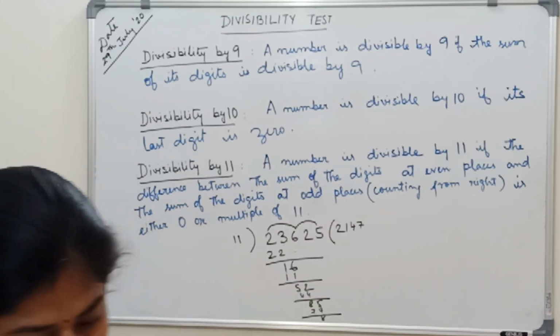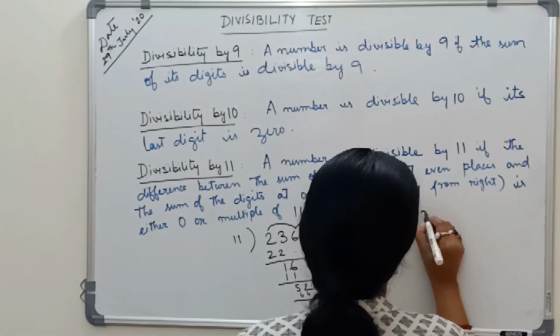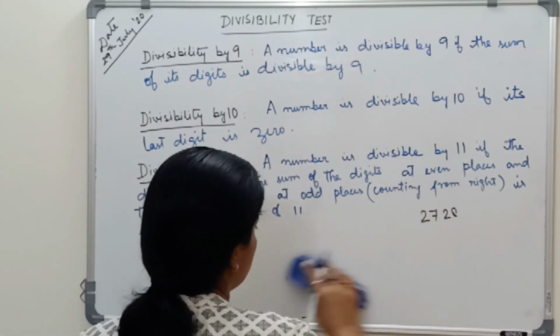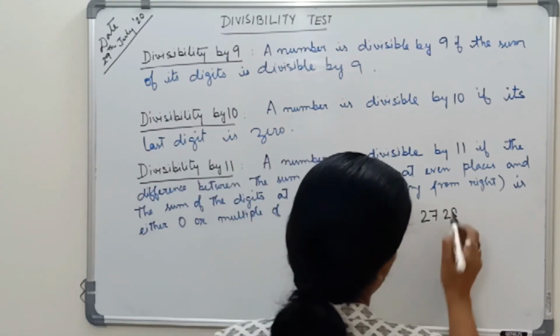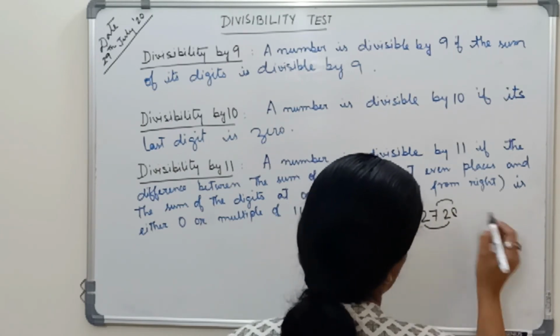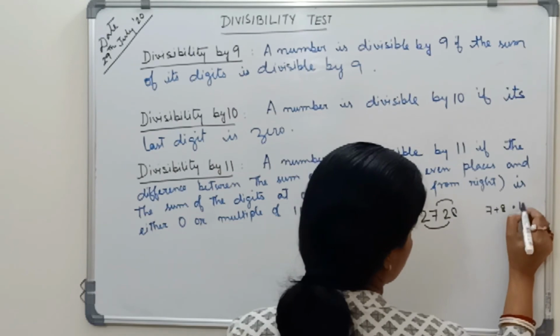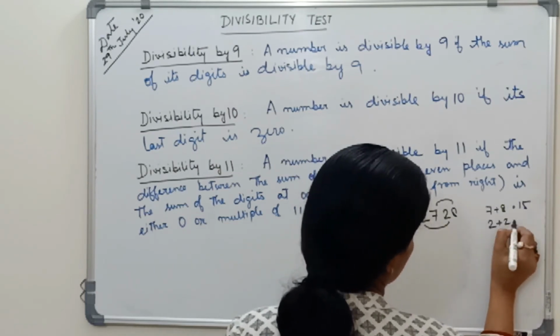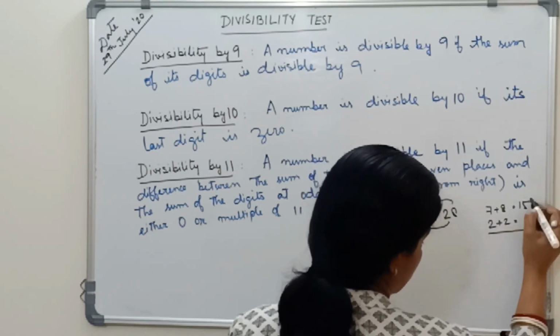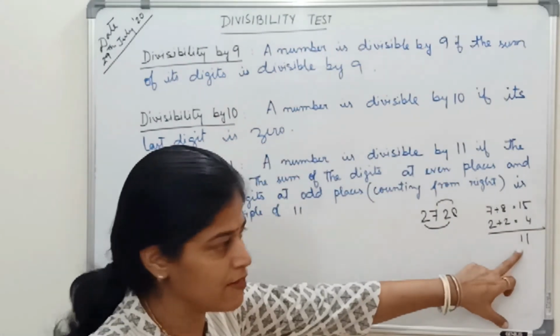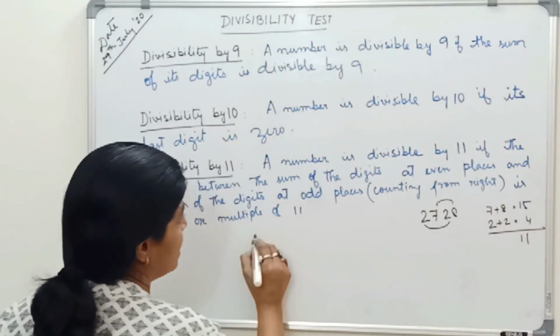Let us take a number 2728. Suppose a number 2728. So if I add these two values and these two values, what is this? 7 plus 8, 15, and 2 plus 2 is 4. If I subtract these two, what is it coming? 11. So since it is coming 11, this number will be divisible by 11.